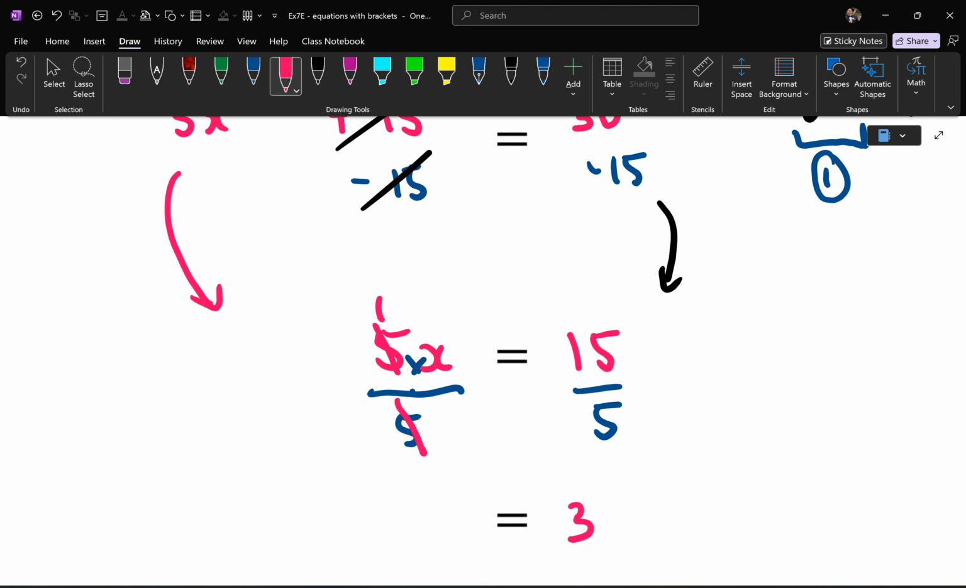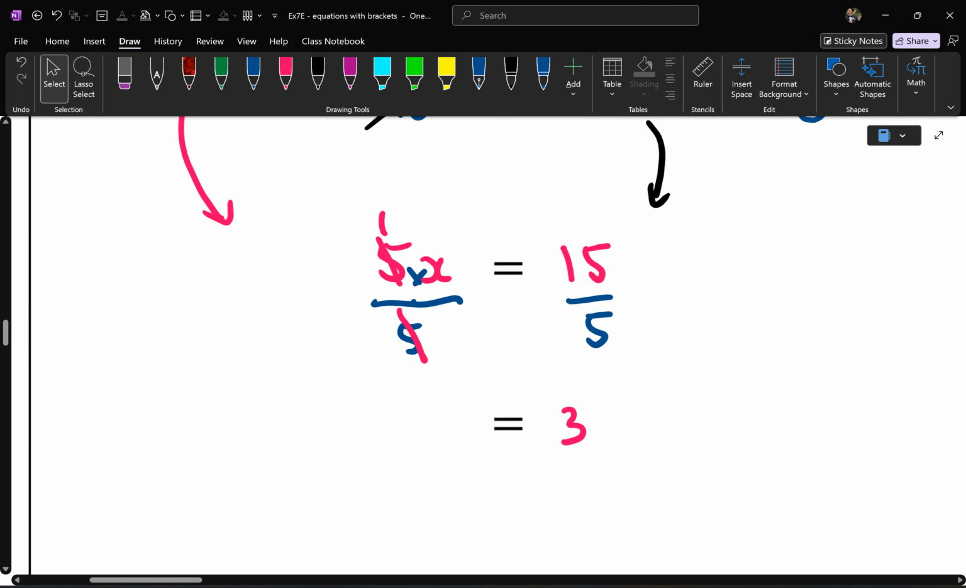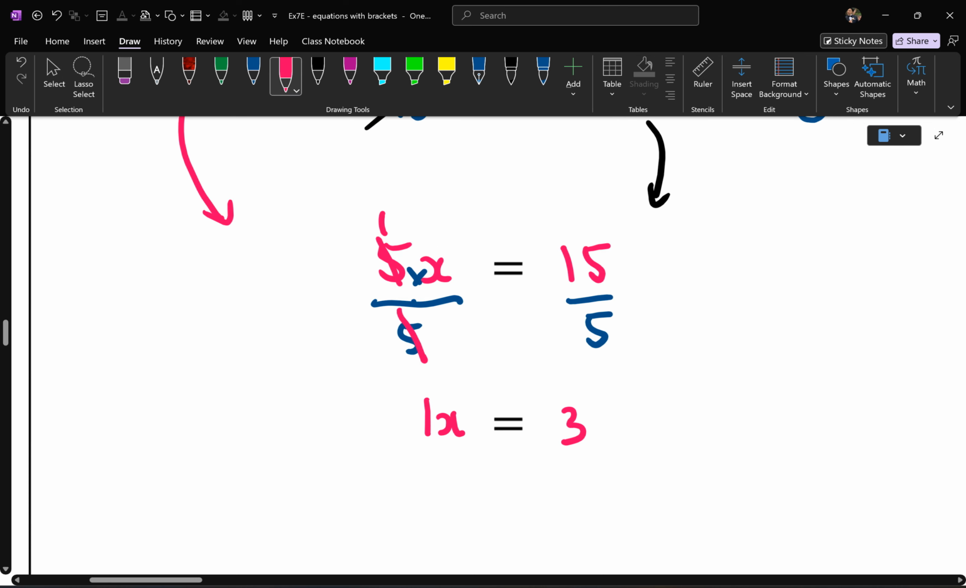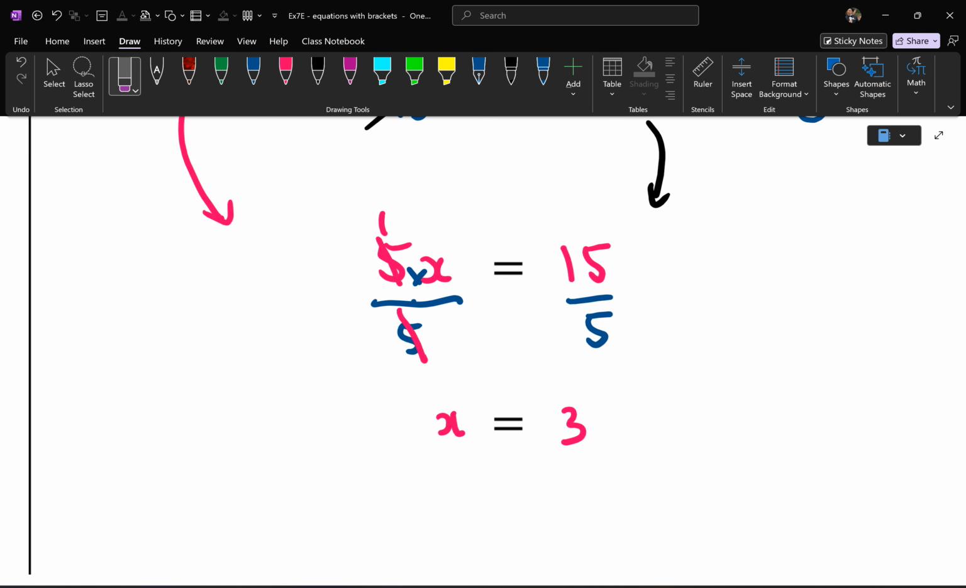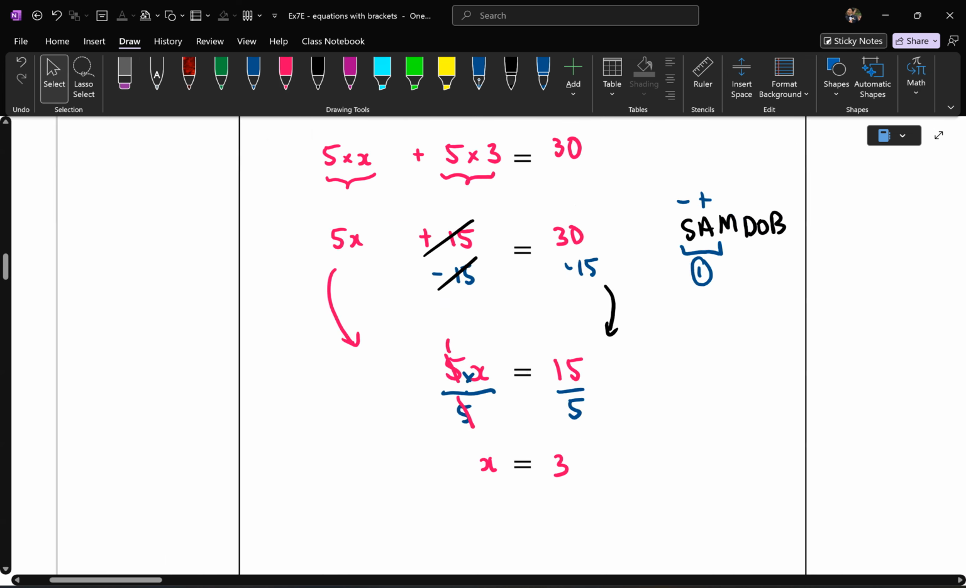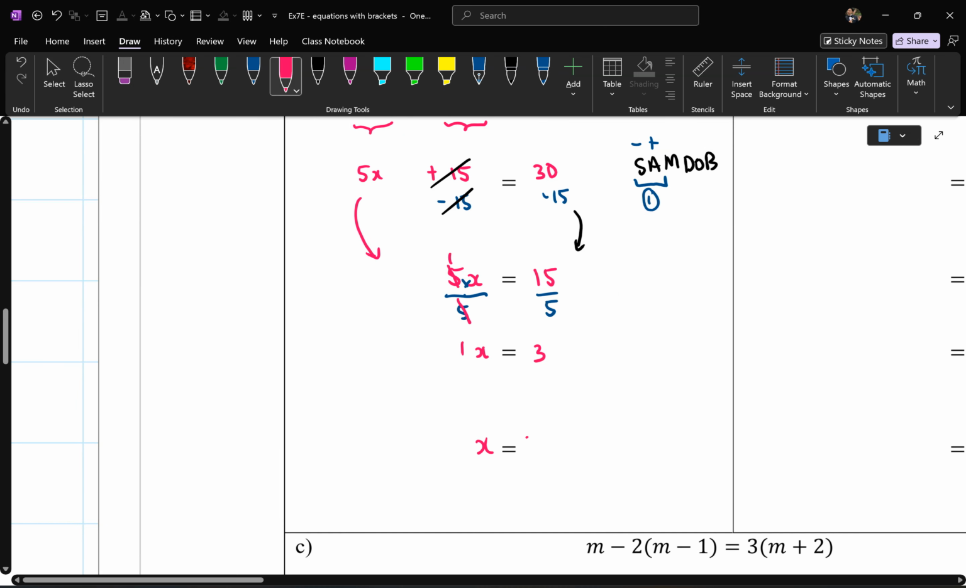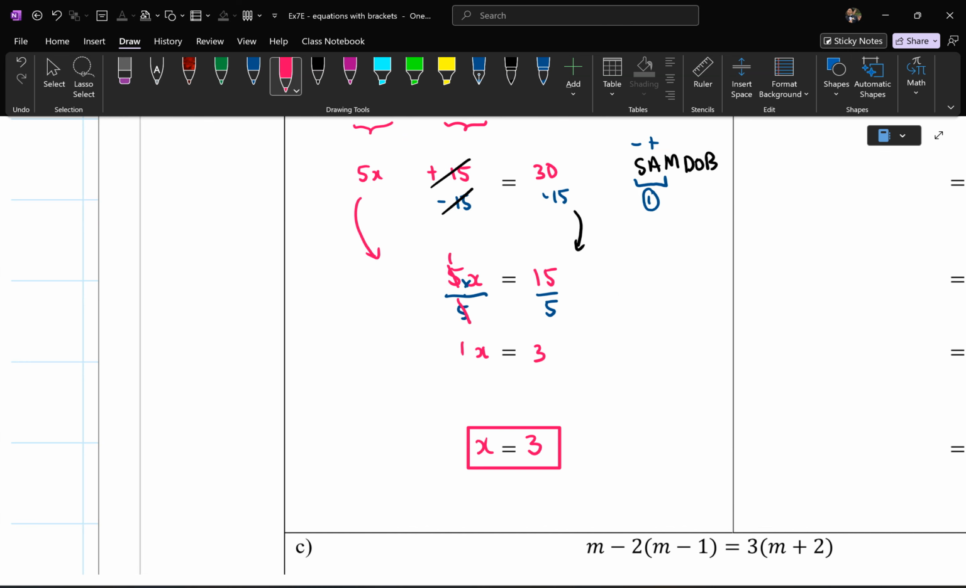That is 1, not 0. 5 divided by 5 is 1. And 1 times x is technically 1x, but we're too lazy to write the 1. That's why we write x equals 3. Okay? So it's not 0, because if it's 0, then the x wouldn't even exist. All right? So that right there is how you solve equations with a bracket.